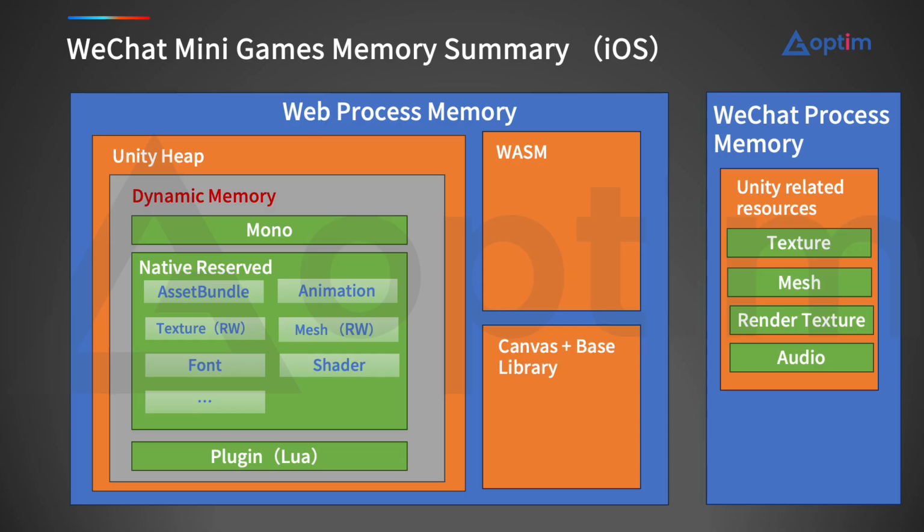WASM is another critical factor affecting crashes. Enabling WASM Split can significantly reduce memory usage. In one project we tested, without WASM Split, the web process consumed around 700 megabytes upon entering the game. With WASM Split enabled, it dropped to around 500 megabytes. That's a substantial difference. The actual reduction depends on your codebase size, but enabling WASM Split is strongly recommended. Canvas and the base libraries represent unavoidable overhead. This is foundational runtime cost and cannot be eliminated. What we can control is Unity Heap and code size. Removing unused code and enabling WASM Split are effective strategies to reduce memory pressure and improve stability.